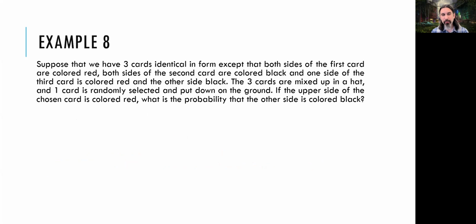Suppose that we have three cards, identical in form, except that both sides of the first card are colored red, red. Both sides of the second card are colored black, black. And one side of the third card is colored red, and the other side is black, so red, black. The three cards are mixed up in a hat, and one card is randomly selected and put down on the ground. If the upper side of the chosen card is colored red, we don't know the other side. What's the probability that the other side is colored black? So, any ideas? What's the probability of the other side being black?